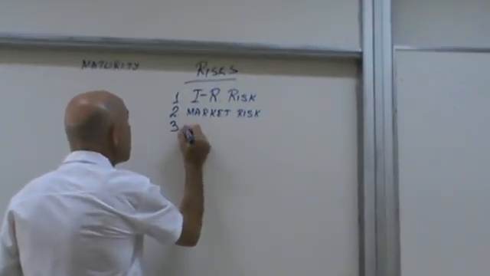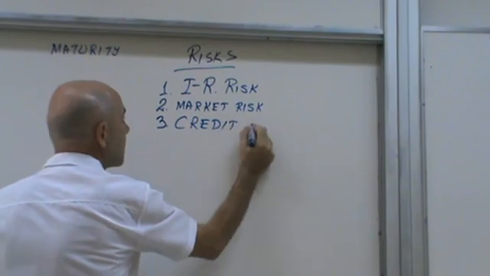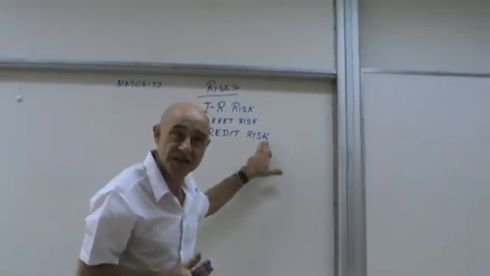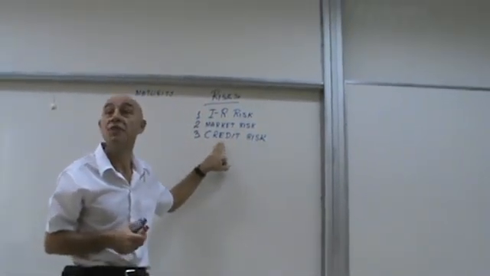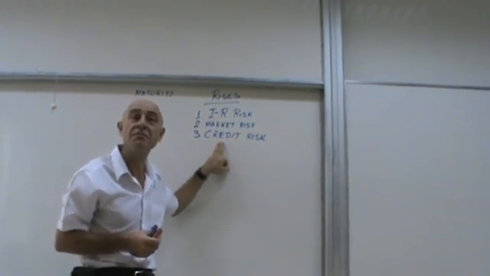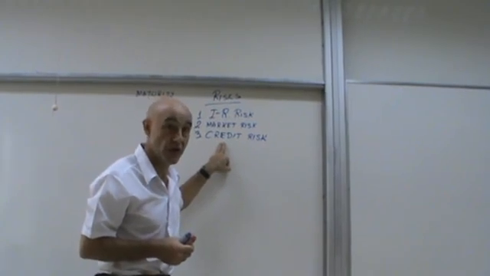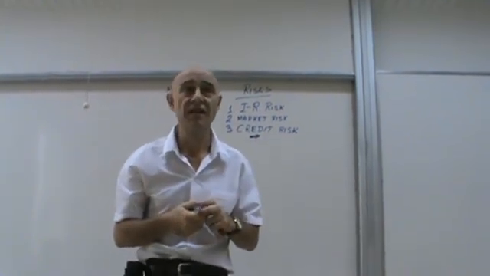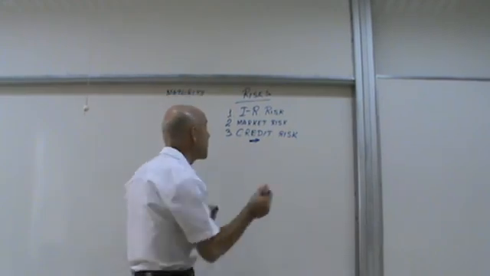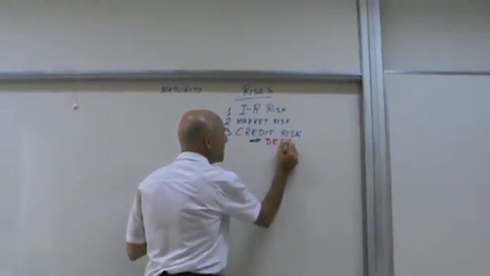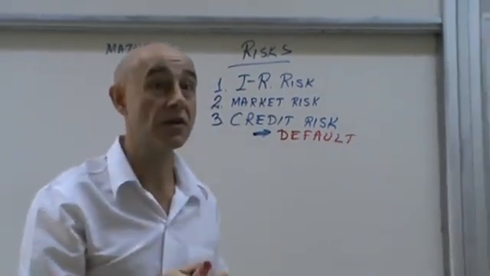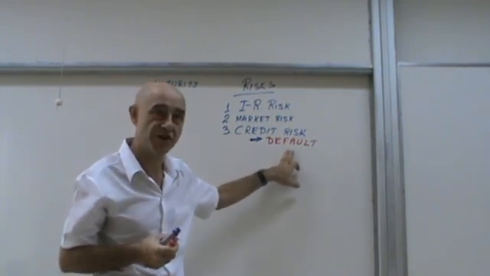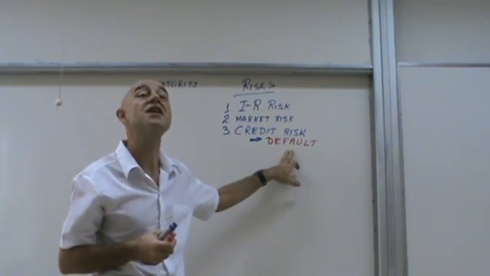Next one is credit risk. And credit risk is simply the risk that credit will not be paid back on time and in full. Okay? When credit risk materializes, we call it default. Default is the inability to serve your obligations on time and in full.